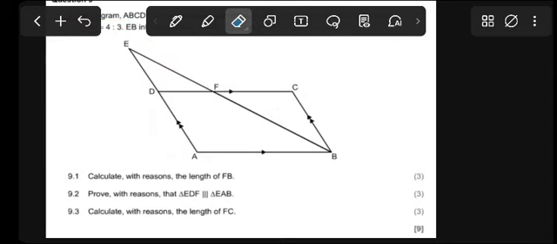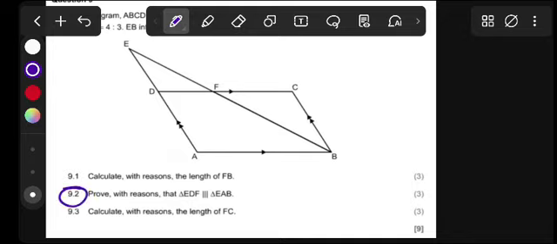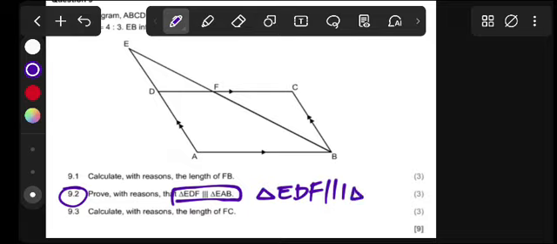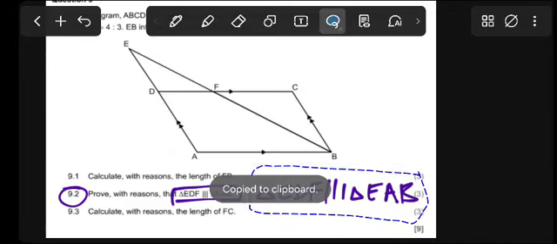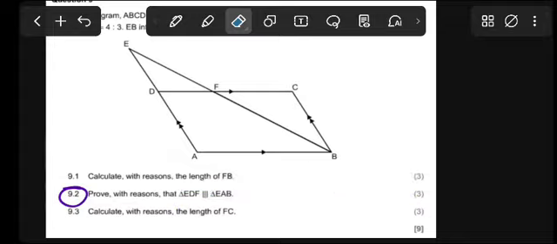So we have now question 9.2. Prove with reason that these are similar. We have triangle DF is similar to triangle, oh sorry, what is that, EAB. So this is what we're supposed to do, they want us to prove that they are similar, right?